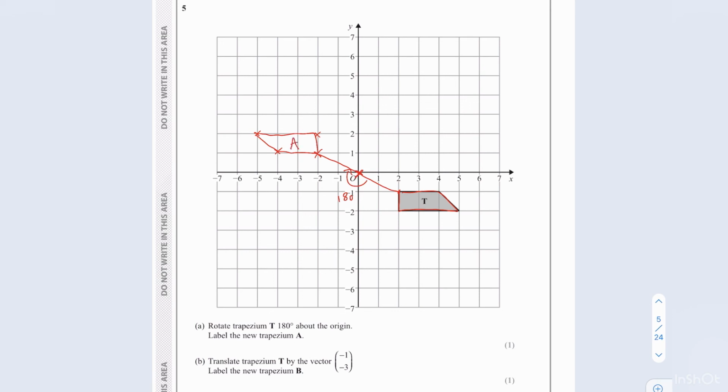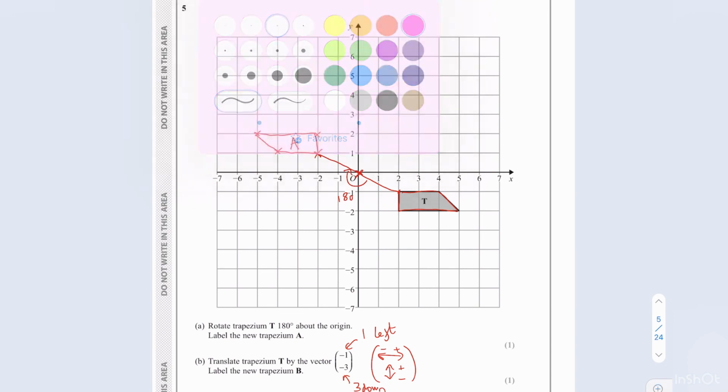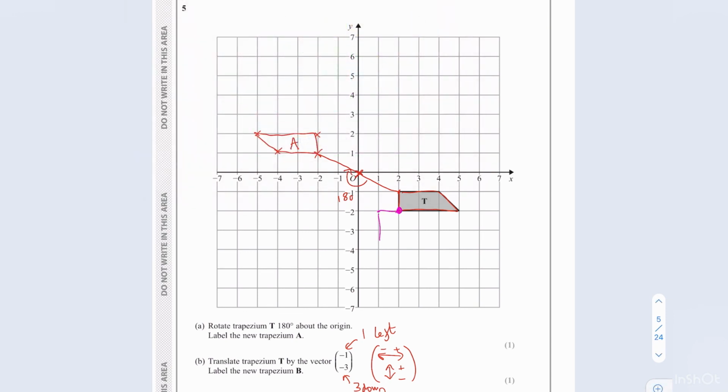Translate trapezium T, so we're going back to the original, by this vector 1, -3. Now we remembered this one picture and that helps us with our vector questions. So the first number is our horizontal movement, second number is our vertical movement. So we know we need to move our shape 1 left and 3 down. So I'll do this in a different colour. So we're going to pick 1 point, we're going to go 1 to the left, and we're going to go 3 down, and we're going to plot that new point.